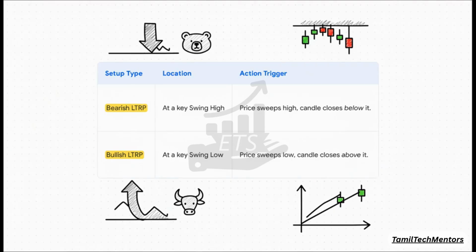So the setup really comes in two flavors. First, you've got the bearish LTRP. This happens at a key resistance level or a swing high. You're just waiting for the price to poke its head above that level and then close back below it. That's your signal to go short. And on the flip side, you have the bullish LTRP. This one happens at key support or a swing low. Price sweeps below the level, but then closes back above it. Bingo! That's your signal to buy.